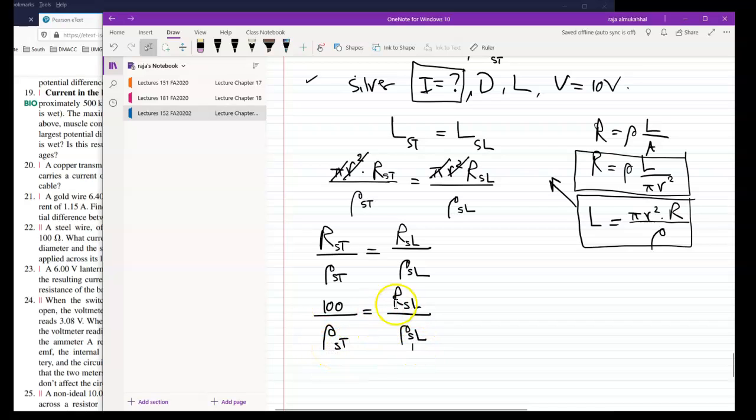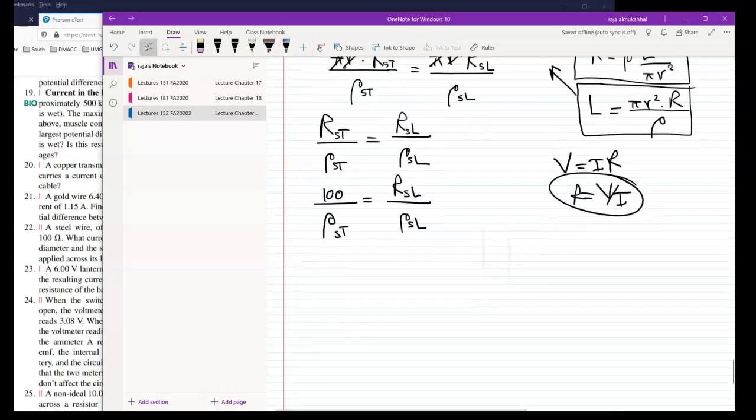resistivity. Now, what about this one? R_SL, the resistance of the silver. I don't know it. He didn't give it to me. But he gives me V and he's asking for I. What does that mean? Well, I go back to Ohm's law. V equals IR. So R is equal to V over I. So I can take this and plug it right here.